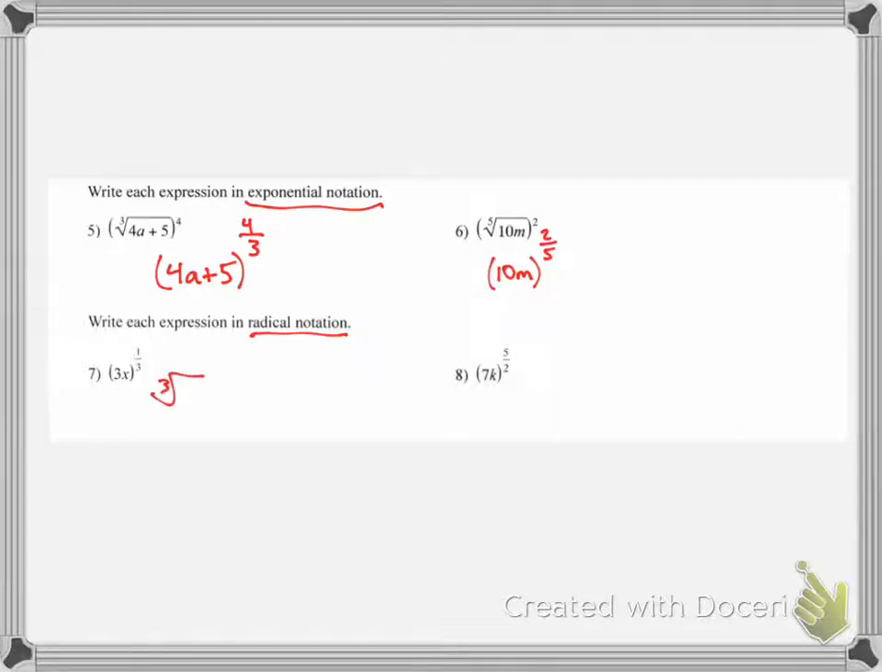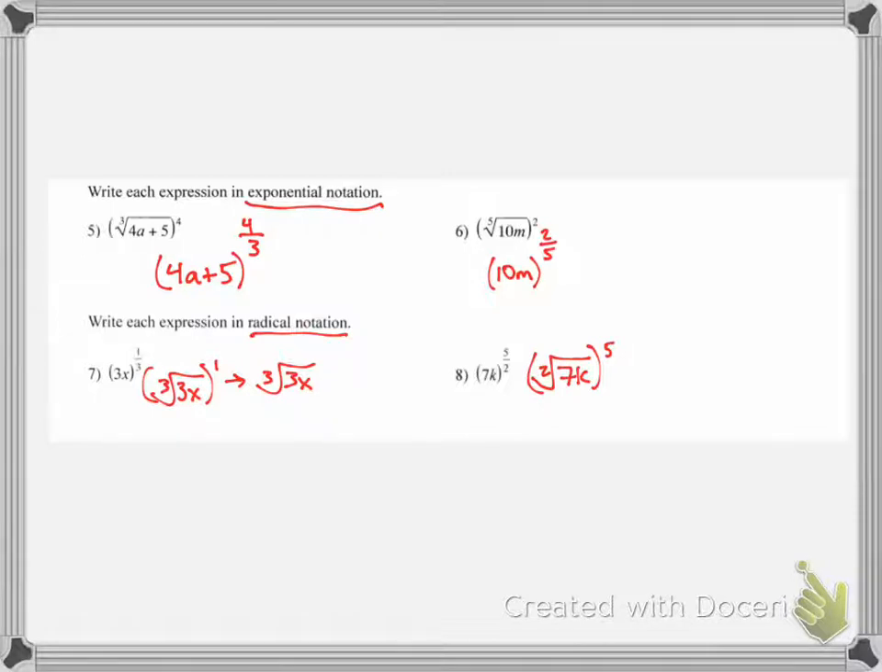So this would be the third root of 3x. Technically, you can write this to the first power, or since the first power doesn't really do anything, it leaves it as the same term, you could just write this as the cube root of 3x. In the 8th example here, I can put a second root of 7k risen to the 5th power.